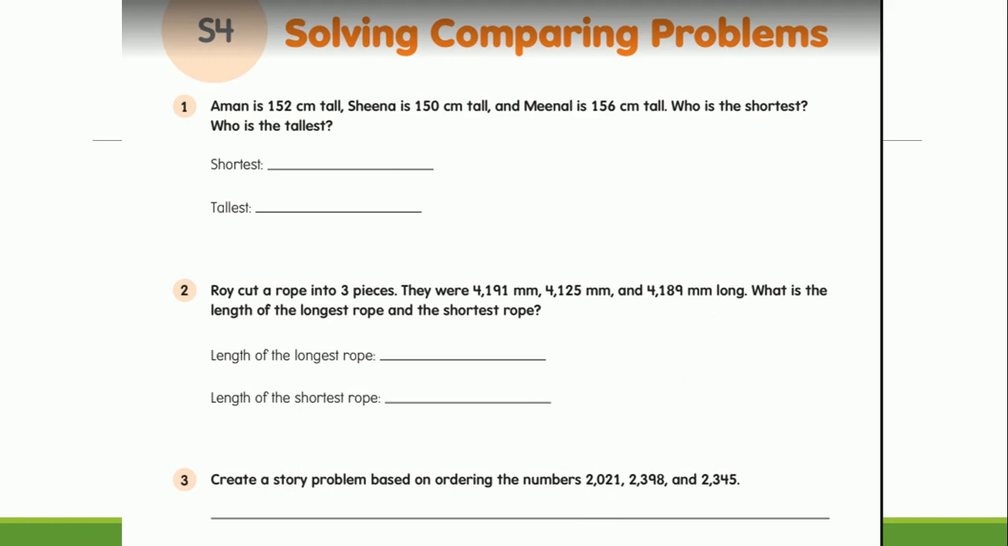I'll just give you clues on how you can make a story problem. You can write like, I walked 2021 steps, my mother walked 2398 steps and my brother walked 2345 steps. Who walked more steps and who walked fewer steps? Like that you can make your own story problem.